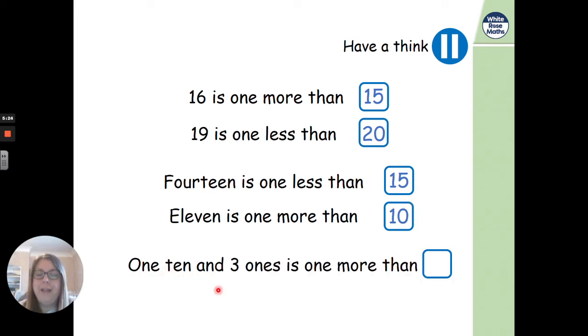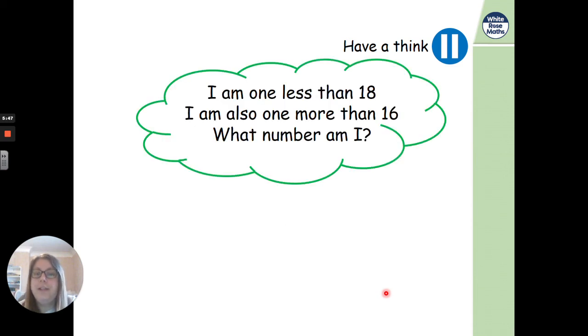1 ten and 3 ones is 1 more than. So you need to work out what's 1 ten and 3 ones. And it's 1 more than 12. Well done if you said all that. That was quite tricky, wasn't it? Because of the way it's worded and how we didn't have anything to help us here. So fantastic, Nottingham.